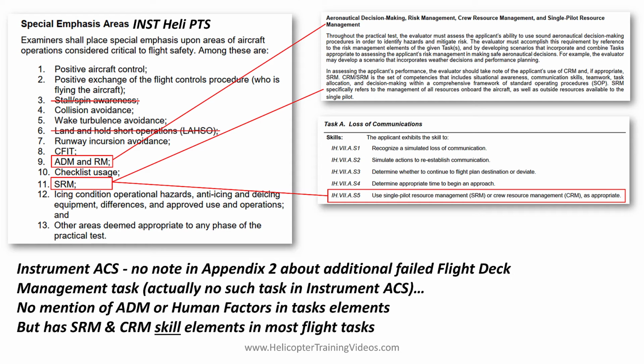Now, obviously, spin and stall awareness, that's regarding this PTS was written as an airplane and helicopter one, the instrument one that we're looking at here on the left, so that didn't apply to the helicopters. The land and hold short operations did, and that's another strange one, is that it was taken out of the special emphasis areas. Obviously they don't exist anymore, they've been blended into the ACS, but I couldn't find land and hold short operations anywhere in any of the ACS. And again, we'll go through the full instrument ACS in its own video in a deep dive and really get into all the different tasks.